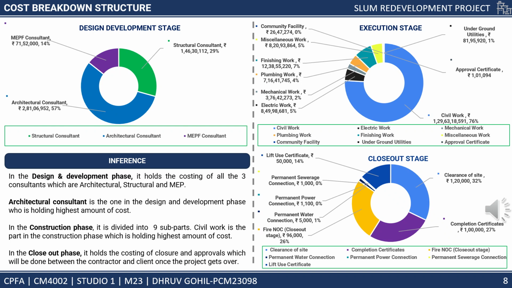The construction phase is divided into 9 subparts. Civil work is the part of the construction phase which holds the highest amount of the cost. The closeout phase holds the cost of closure and approvals, which will be done between the contractor and the client once the project gets over.